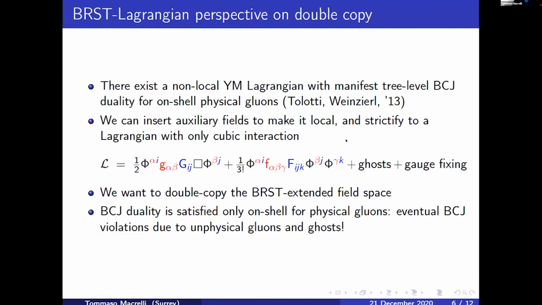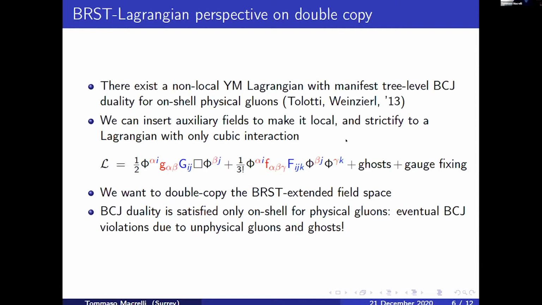So let's start. The starting point is an existing reformulation of Yang-Mills theory. It was provided by a Lagrangian obtained by Tolotti and Weinzierl, and the problem is that it's a non-local Lagrangian. And the good thing is that it manifests tree-level BCJ duality. The non-locality is not a problem since we can make it local and strictify it to a Lagrangian with only cubic interaction, inserting auxiliary fields.